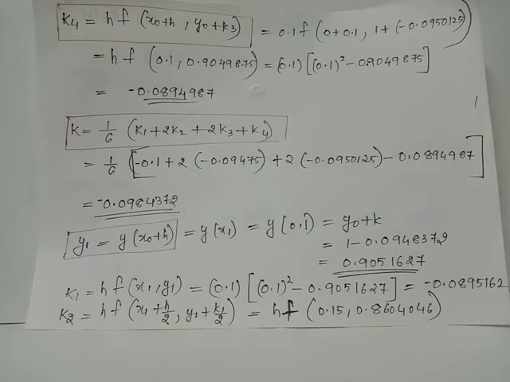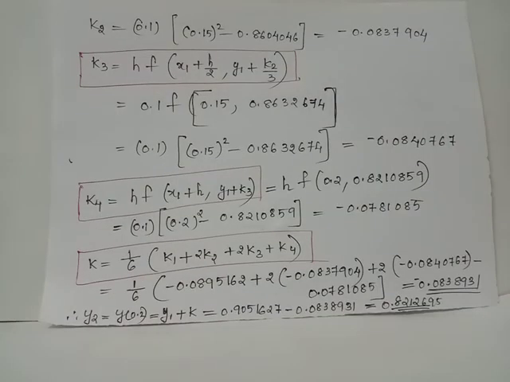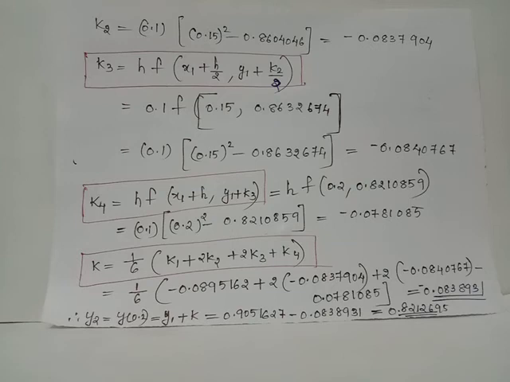k2 is evaluated using the same formula, but here x0 and y0 will be replaced by x1 and y1. Here we will obtain k2 equals h times f at 0.15, 0.860446. k2 equals minus 0.0837904. k3 equals h times f of x1 plus h by 2 comma y1 plus k2 by 2, giving x1 equals 0.1, y1 equals 0.9051627, h equals 0.1, and giving this value for k2, we will obtain k3 equals minus 0.0840767.